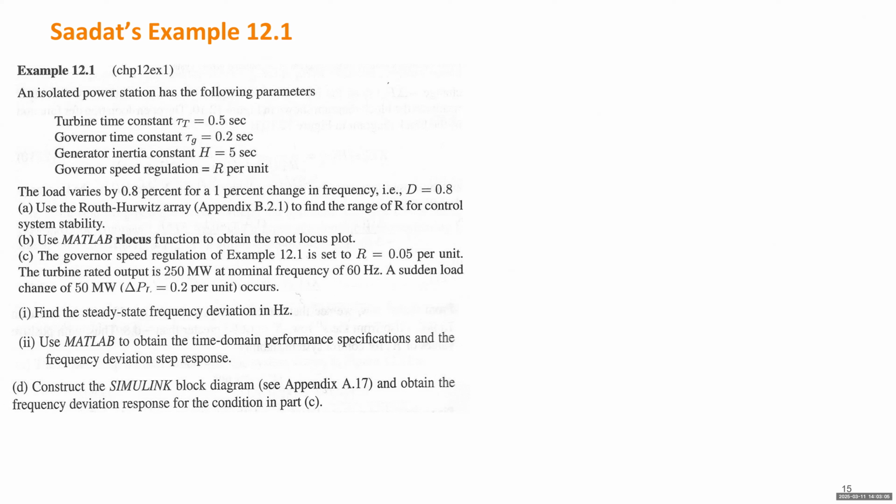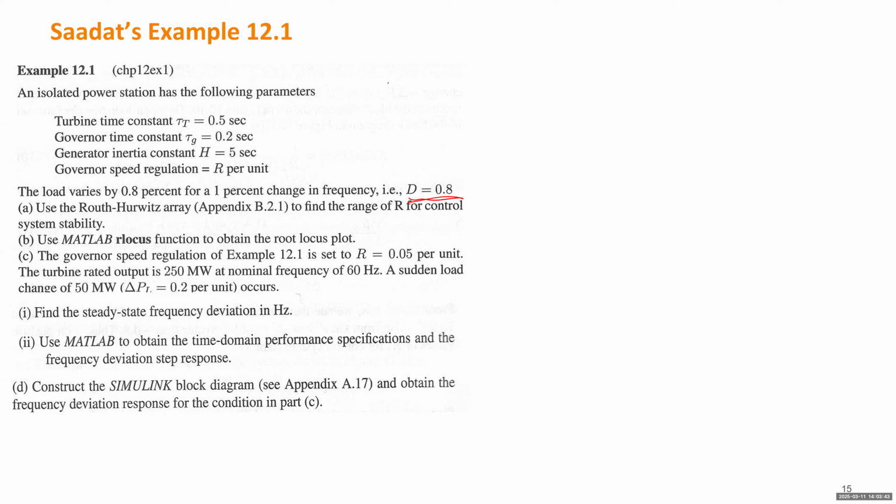So this is one example from Saadat's book. It gives all the typical values. You can tell the turbine time constant is 0.5 second, the governor time constant is 0.2 second, and the inertia time constant is 5 seconds, and it asks you to design the R value. It also gave you some other information, like D will be 0.8, which means 0.8% of change on load will happen if the frequency drops by 1%.